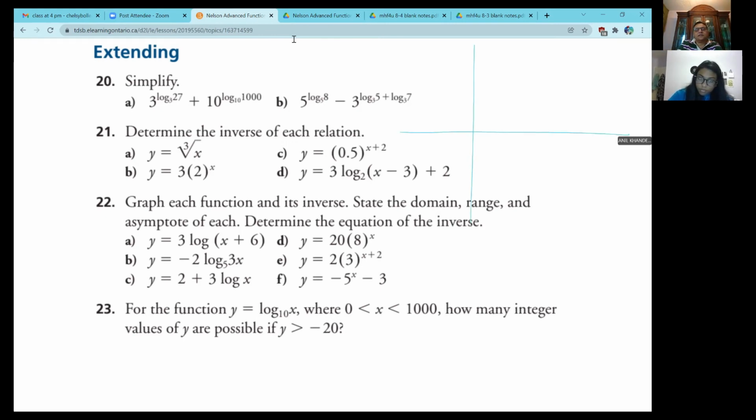So the log function, it is base 10, right? So basically, let me sketch the log function first. The log function is kind of like this. The base is 10. I'm just sketching the function, which is log x. Is that okay?